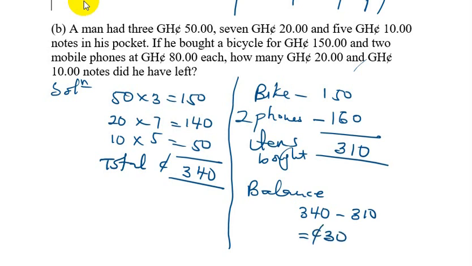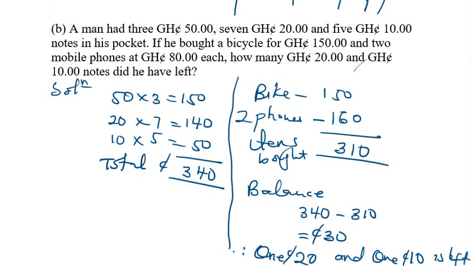And we were asked how many 20 Ghana cedi and 10 Ghana cedi notes are left with the man. So therefore 1 20 Ghana cedi and 1 10 Ghana cedi note is left. That is all. We are done. So simple like that for question 2. Is it clear?